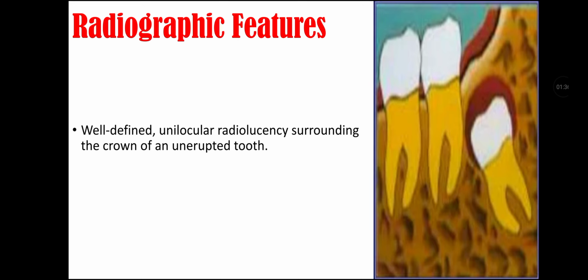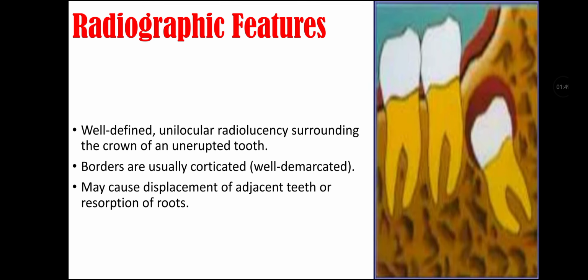Radiographic features. It has a well-defined unilocular radiolucency that is surrounding the crown of an unerupted tooth. The borders of this radiolucency are usually corrugated, that is, well demarcated borders. It may cause displacement of adjacent teeth or resorption of roots.